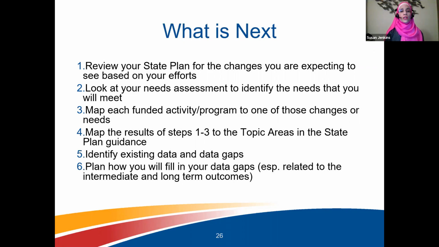Then look at your needs assessment and identify the needs that you will meet. And so based on the needs assessment and based on what you say you're going to do in your state plan, maybe looking at the previous state plan, look and see what are the areas that you're going to focus the most on. Pull those out, and those are the ones that you're going to want to develop the outcome measures for.